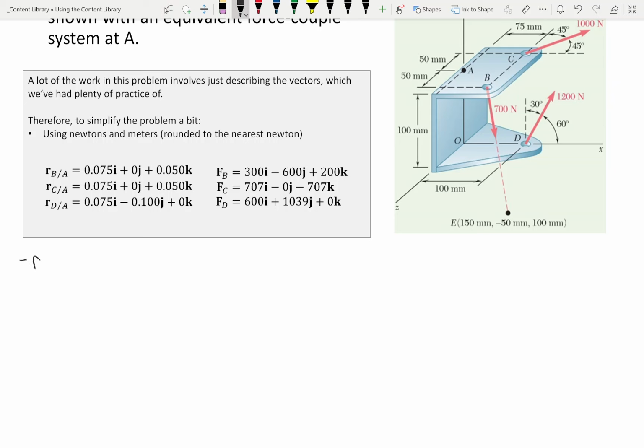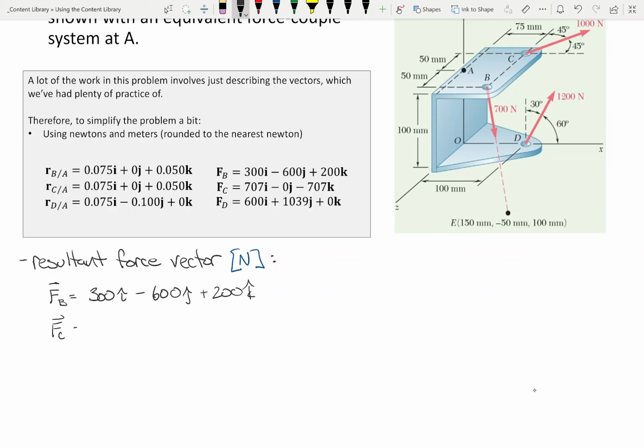So if we want to determine a resultant force vector, and these are in newtons, we have FB, which is 300I minus 600J plus 200K. We have FC, which is 707I plus 0J. I think I put minus 0J in the example. That doesn't matter. 707K. And then we have FD, which is 600I plus 1039J, and then plus 0K.